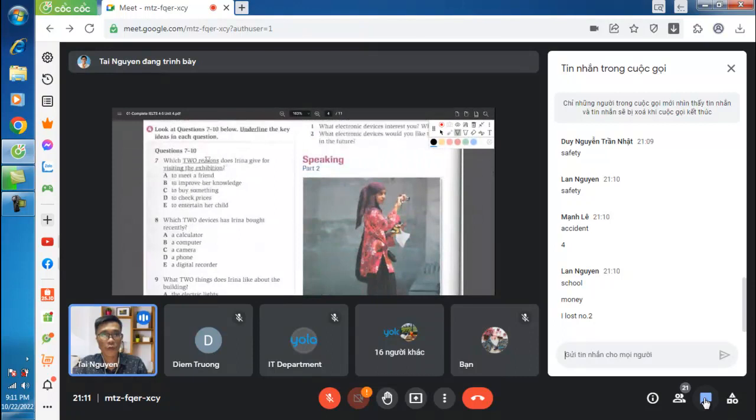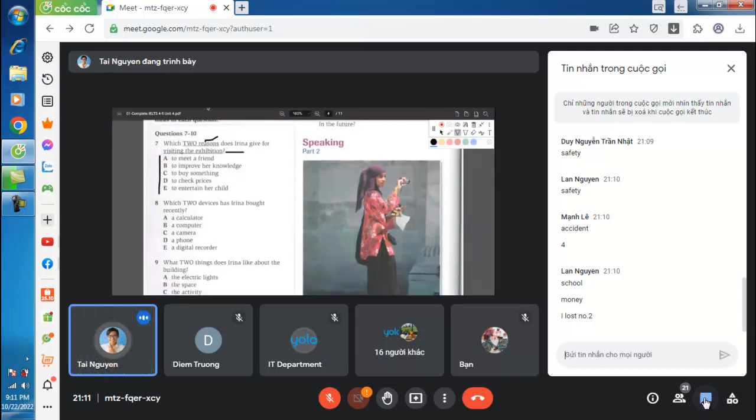And you see the keyword has been underlined here. Listen. The give visiting an exhibition, right? Of course, in the audio, they will mention 5 options. They mention 5, but not all of them are correct. Okay, you can eliminate it. Remember to listen for the word but, right? That's the answer.